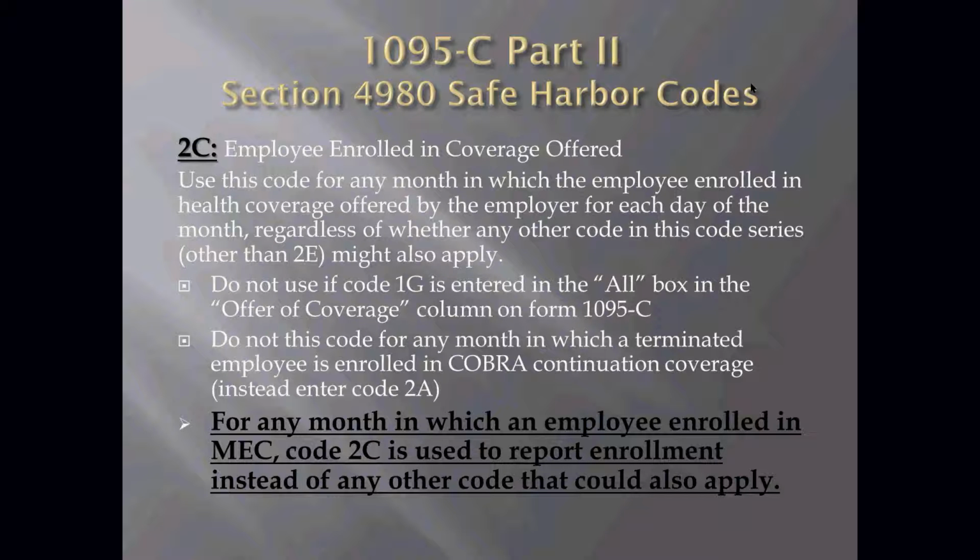Now the big thing here, you're not going to use this if you use code 1G. So for your retirees and your folks on COBRA, they're using that code 1G. You cannot use code 2C. These two would just fight each other. 2C says they're an employee, 1G says they are not. So just don't put these two codes together and you'll be fine. And it's code 2A for your COBRA retiree type coverage. And again, the big bold point at the bottom, for any month in which an employee enrolled in minimum essential coverage, code 2C is used to report enrollment instead of any other code that could also apply.